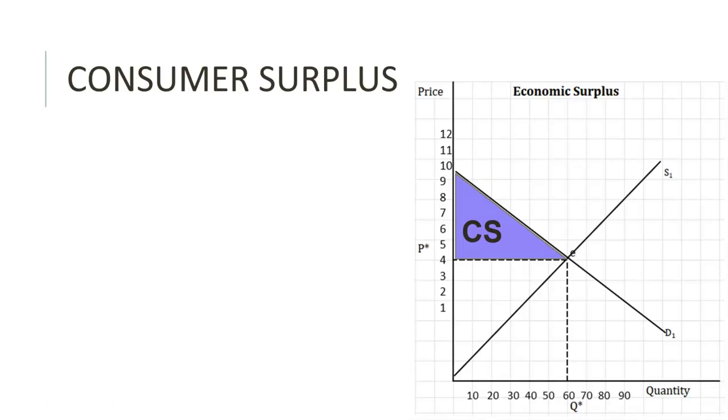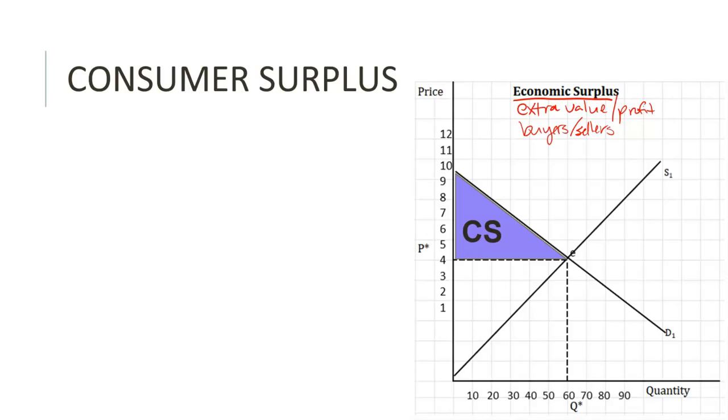We can calculate the total consumer surplus in our market by looking at that market demand curve. Now, if you remember, we did talk about economic surplus earlier in the semester, and economic surplus is going to be the extra value or extra profit that our buyers and sellers get that's different from the purchase price.